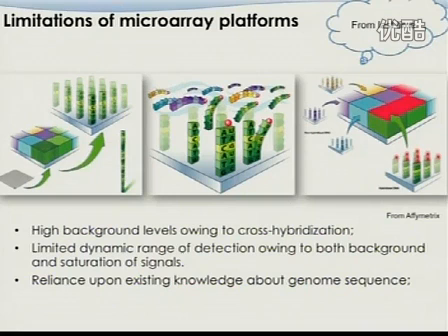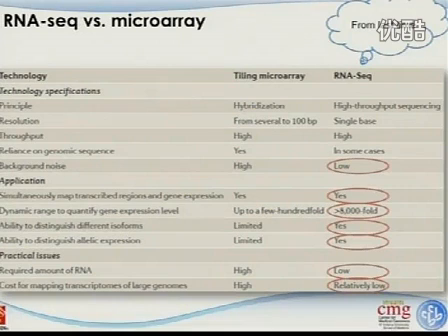Another limitation is that arrays rely on existing knowledge about the genome sequence. We have to know there's a gene there to put it on the array. Sometimes we don't know exactly what we know and what we don't. RNA sequencing doesn't need that type of prior knowledge of the human genome.